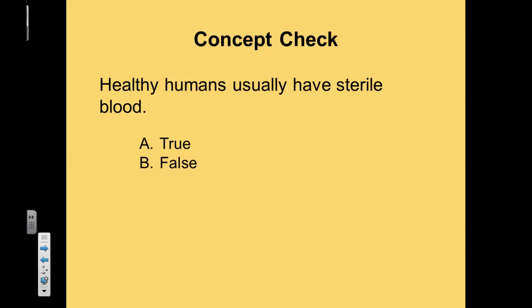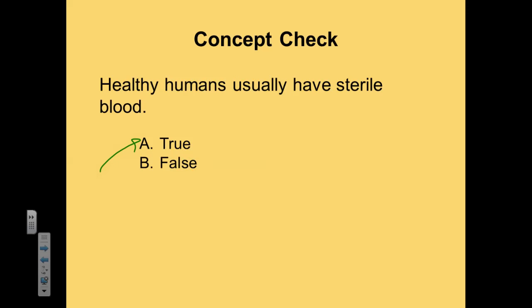So class, concept check here. True or false? Healthy humans usually have sterile blood. A for true, B for false. Go ahead and rewind the video to get me an answer, or check your notes and or book to get me an answer. Pause the video right now and get that answer. 5, 4, 3, 2, 1. The correct answer is true.